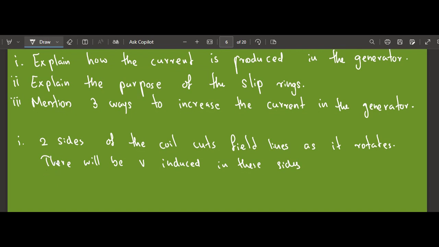So these are the keywords. Two sides of the coil cut the field lines as it rotates. So there will be a voltage induced as it cuts the field lines. So what will happen? The voltage is causing the current.